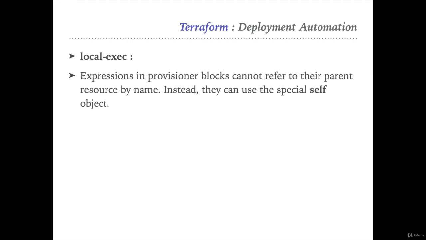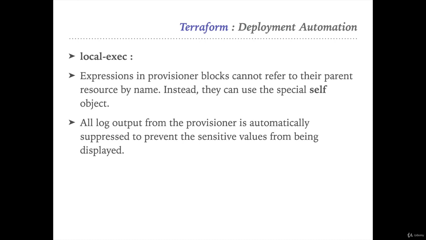provisioner. By default, the output log of the local provisioner will not be visible on the CLI. All log output from the provisioner is automatically suppressed to prevent sensitive values from being displayed. So with the help of the local exec, if you are executing something and getting something, the log of that will not be visible on your Terraform terminal. In earlier labs, whenever we were executing the remote exec or the file provisioner, we could directly get the log of these provisioners on the terminal. But if we are using the local exec, then we cannot get the logs on the terminal.